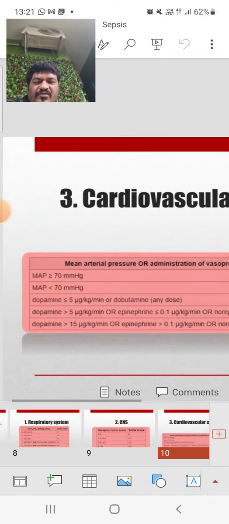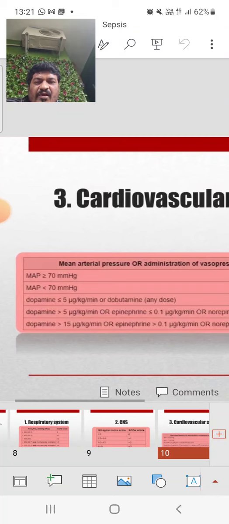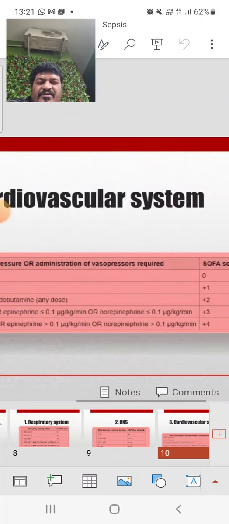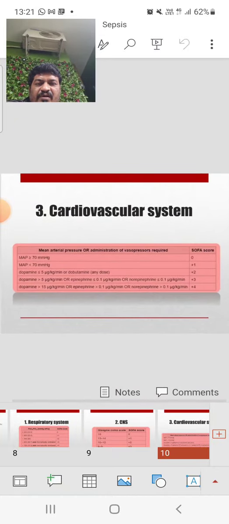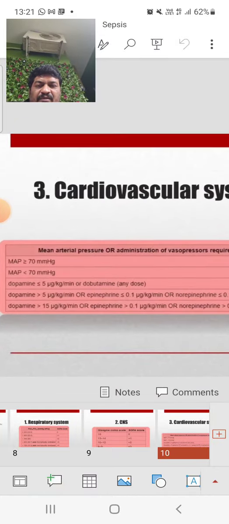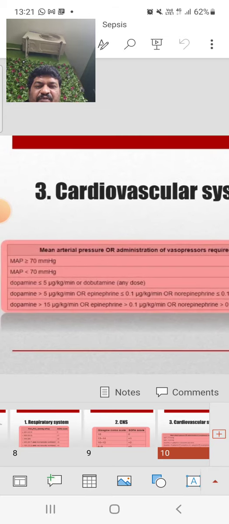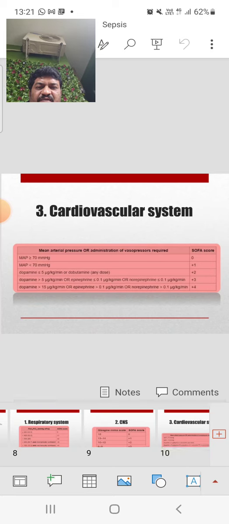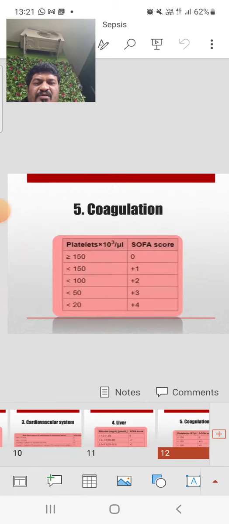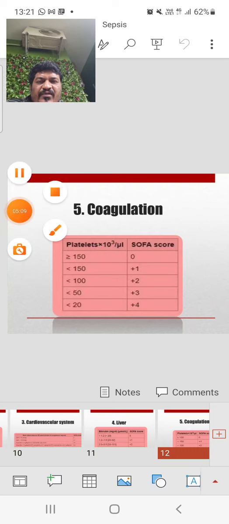In case of the cardiovascular system, MAP more than 70 mmHg scores 0, MAP less than 70 mmHg is plus 1, and then dopamine less than 5, dopamine more than 5, and dopamine more than 15. We're not going into details about these things, but this is the system which we are following.